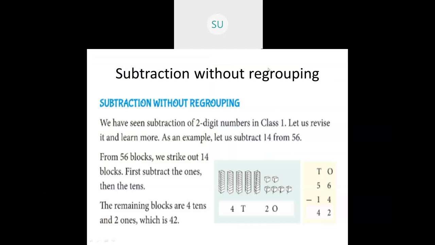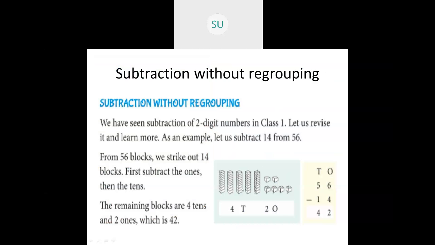Okay, so you'll have studied subtraction of two digit numbers in first standard. So let's revise that and see how to do more. For example, they have told us to subtract 14 from 56. So you have 56 blocks here. To subtract 14 from that, you can strike out 14 blocks. So you'll strike out 1 ten and 4 ones.